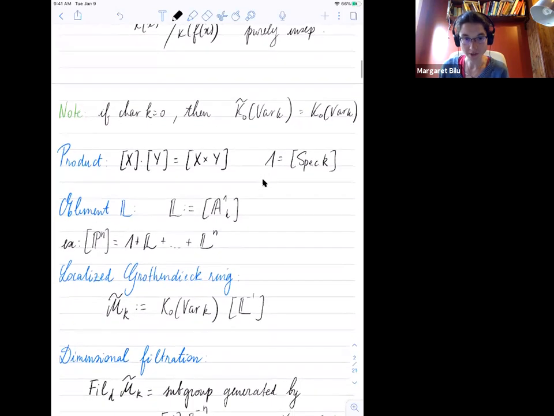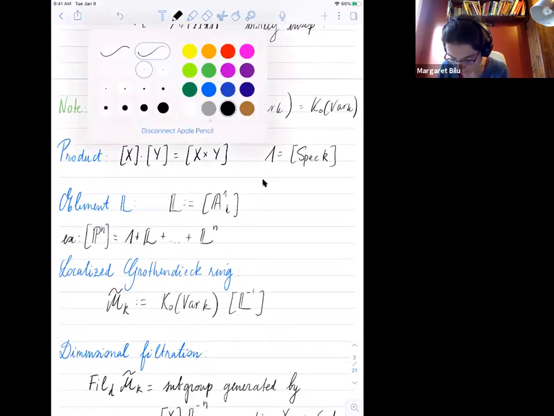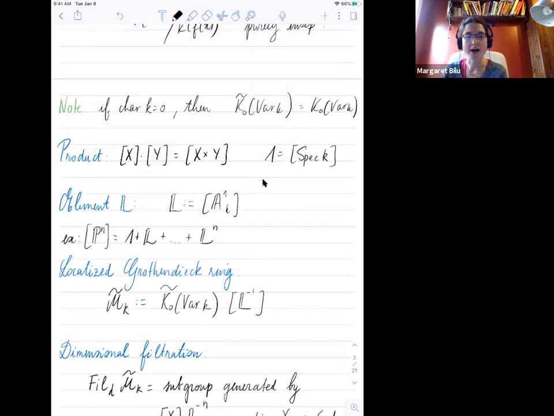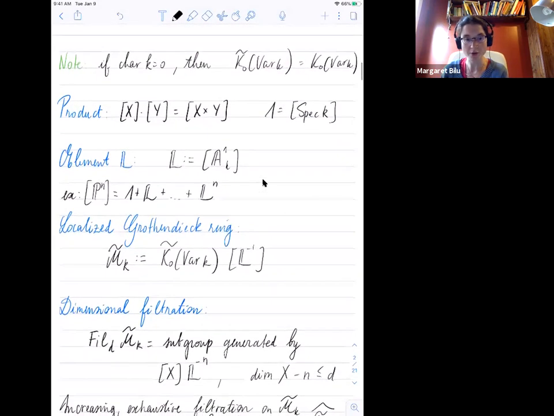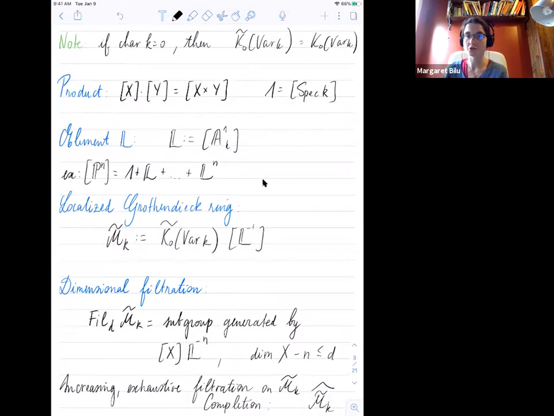And on this localized ring, I forgot the twiddle here. And there's a topology also on the Grothendieck ring, which is just induced by the dimension of varieties. So I take the d-th step of the filtration to be the subgroup generated by things of this form: a class of a variety X times L to the minus n, where the dimension of X minus n is at most d. So this gives me an increasing and exhaustive filtration on M tilde k, and I can take the completion, which will be denoted in this way.